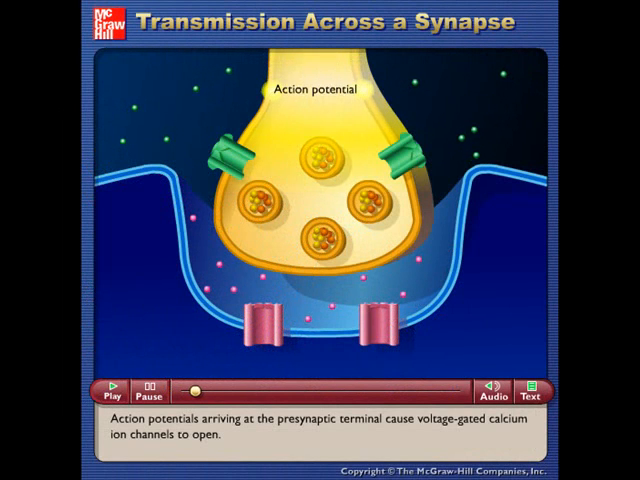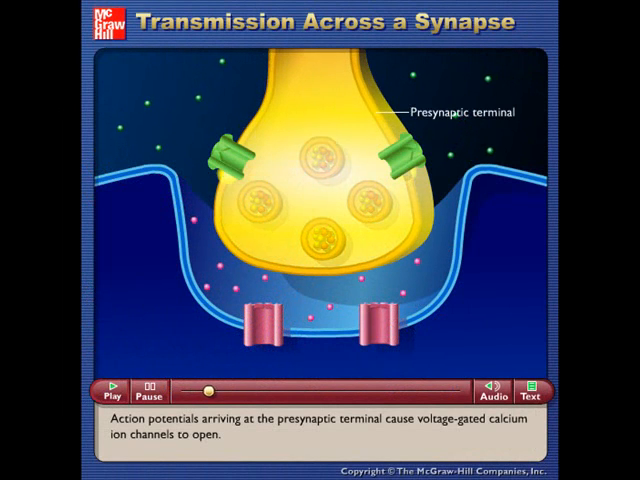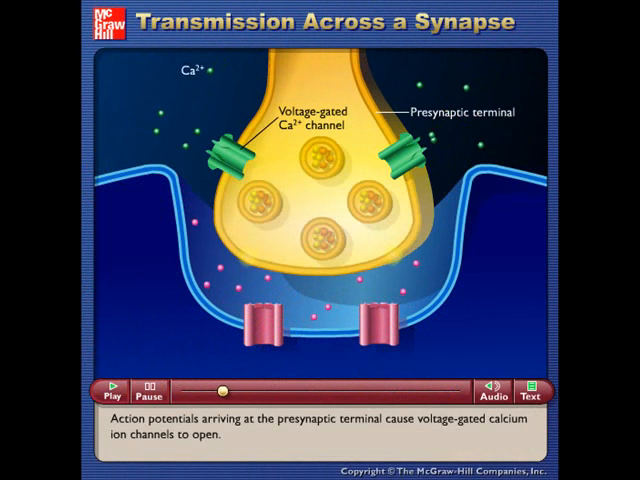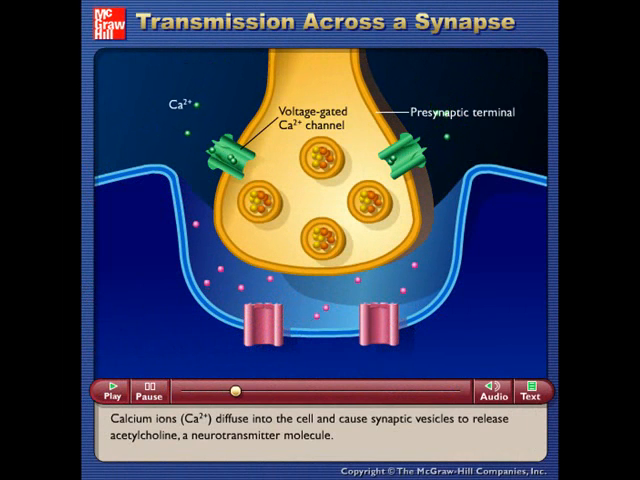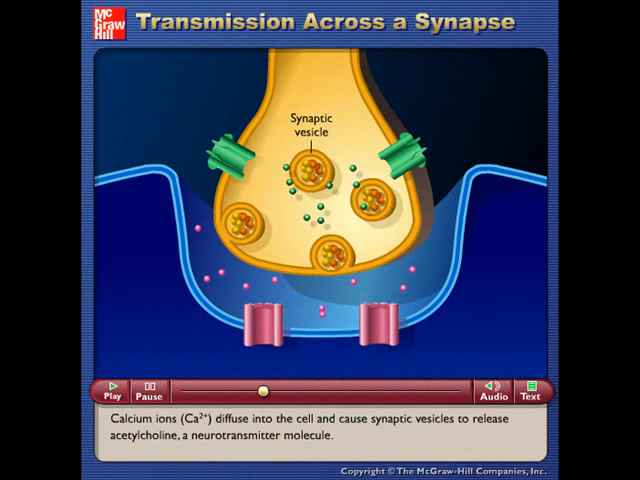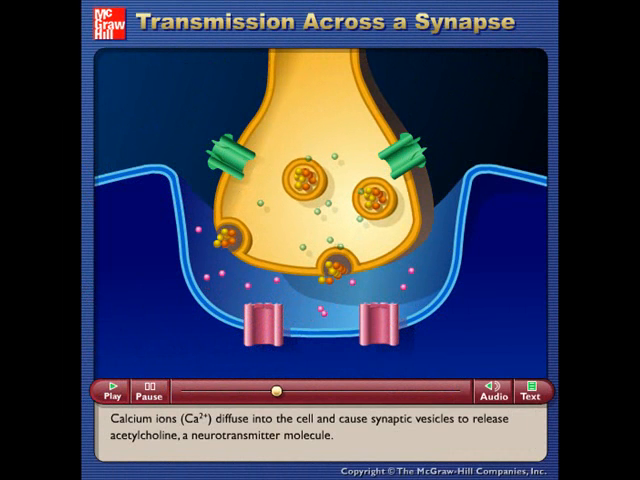Action potentials arriving at the presynaptic terminal cause voltage-gated calcium ion channels to open. Calcium ions diffuse into the cell and cause synaptic vesicles to release acetylcholine, a neurotransmitter molecule.